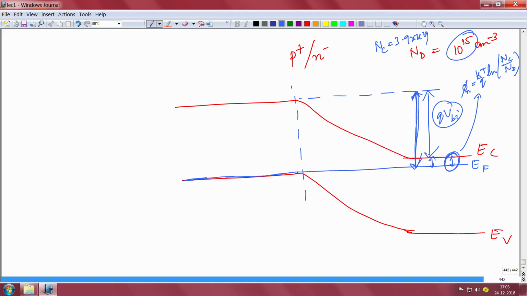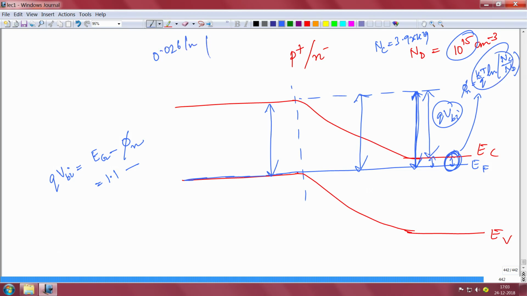If you look carefully, that amount which is this is actually the band gap of silicon, right. So built-in potential is equal to the band gap of silicon minus phi n. So band gap of silicon is 1.1 minus whatever value you get, that is kT by q, 0.026 ln of 3.2 into 10 to the power 19, that is your NC, divided by 10 to the power 15. Whatever value you get, you subtract here, and you will get the built-in potential.